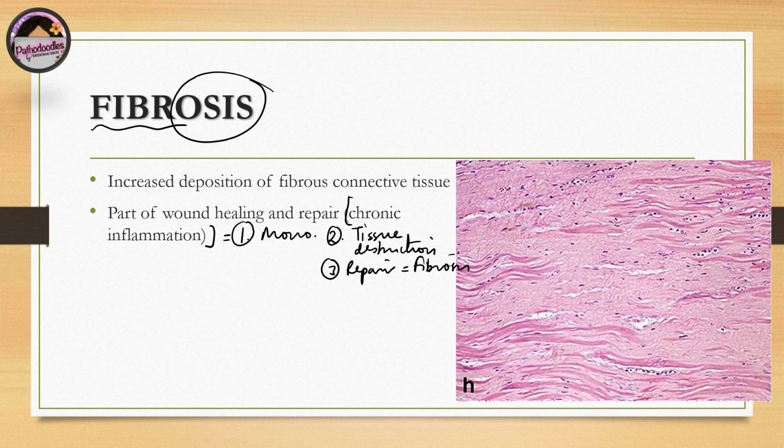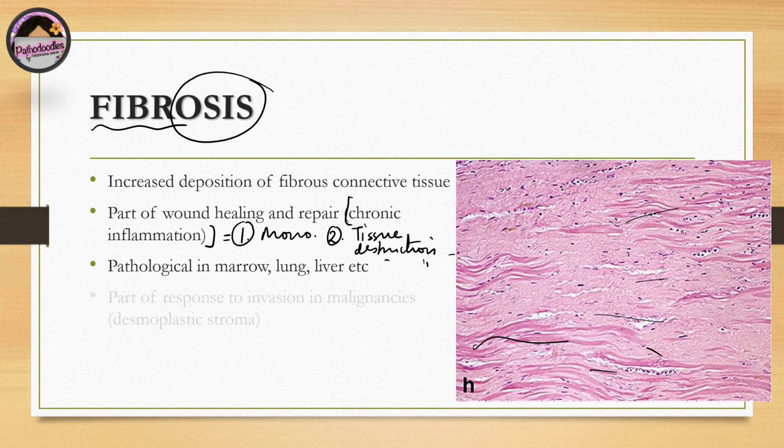Now here in this picture, you can see a lot of pink material, right? All of that is fibrosis with some fibroblast nuclei in the middle. This fibrosis will be pathological when it occurs in the bone marrow, which is called myelofibrosis, in the lung in the form of ILD that we just saw, and in the liver in the form of cirrhosis. And do not forget that as a response to invasion of epithelial malignancies within the stroma, you will get desmoplastic stroma.